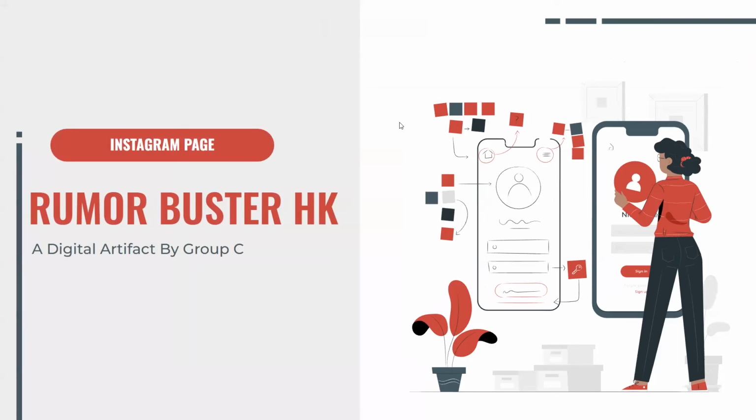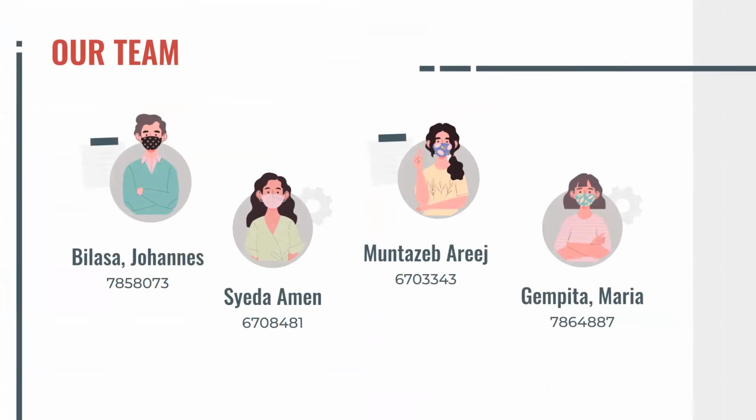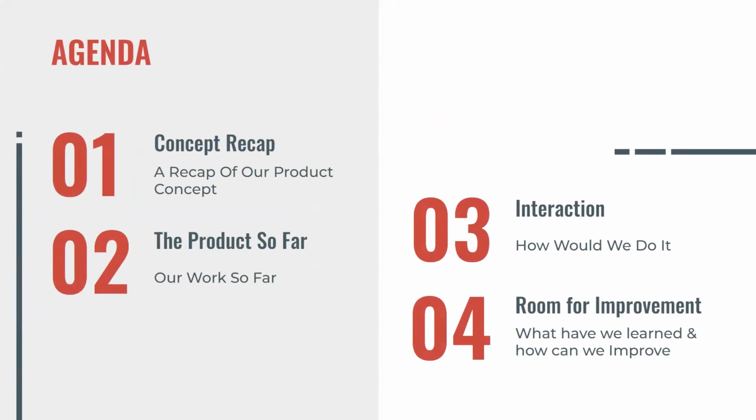I'll first introduce our DA, which is an Instagram page called Rumor Buster HK. These are our group members Johannes, Erich, Eamon, and Maria. I'll be talking about the four concepts in this presentation.